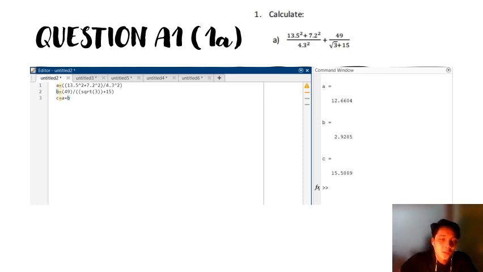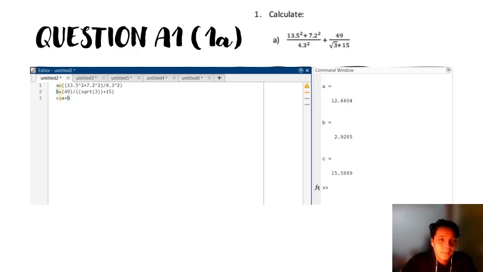So firstly, we need to make our task easier, we need to divide this equation into two parts, which is A and B. So the left part is A and the right part is B. So for the equation of A, we need to write it clearly and be careful not to make any syntax error. For the A equation, 13.5 to the power of 2 plus 7.2 to the power of 2 divided by 4.3 to the power of 2.